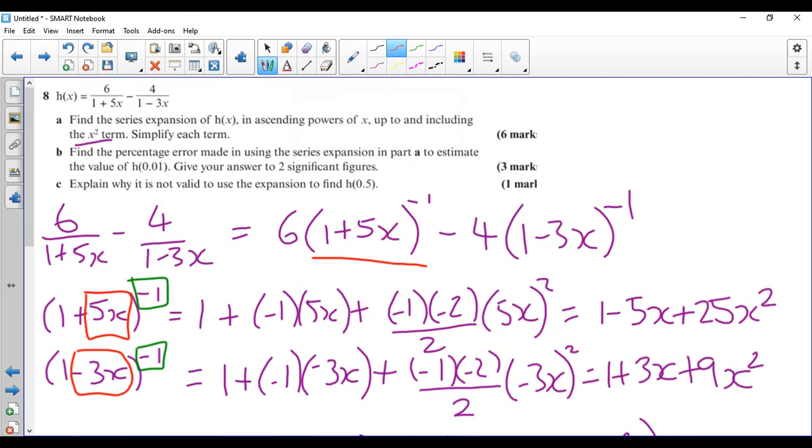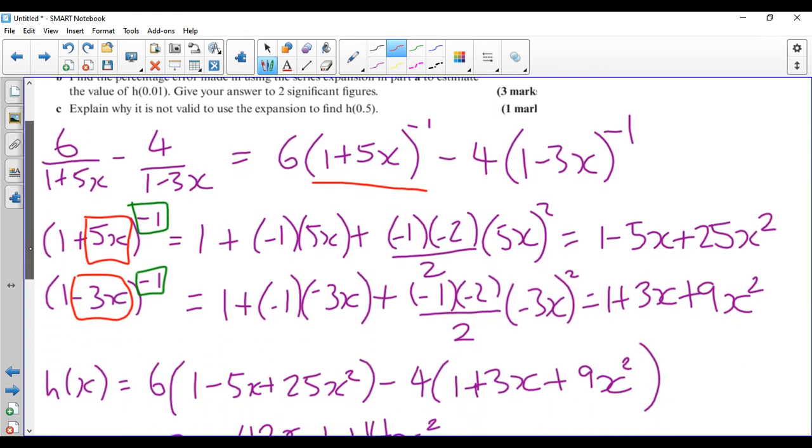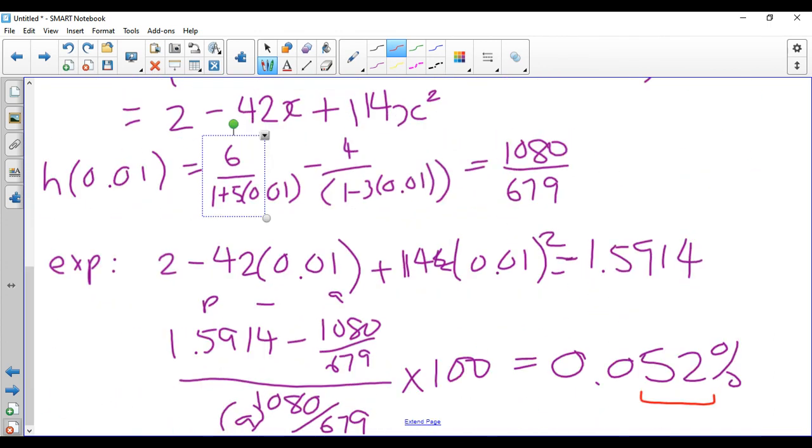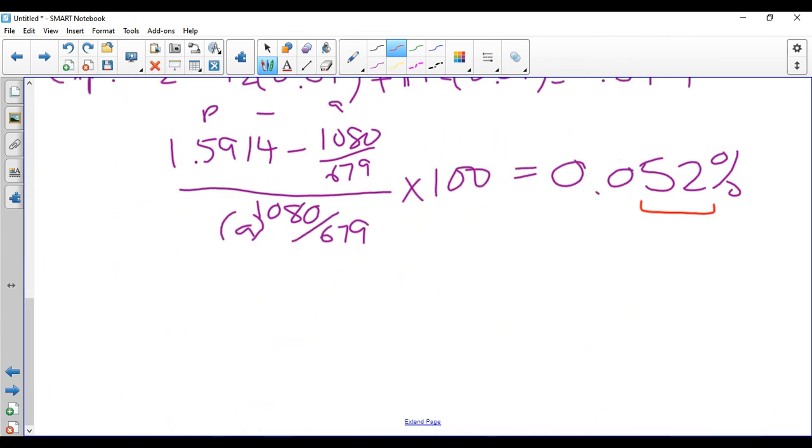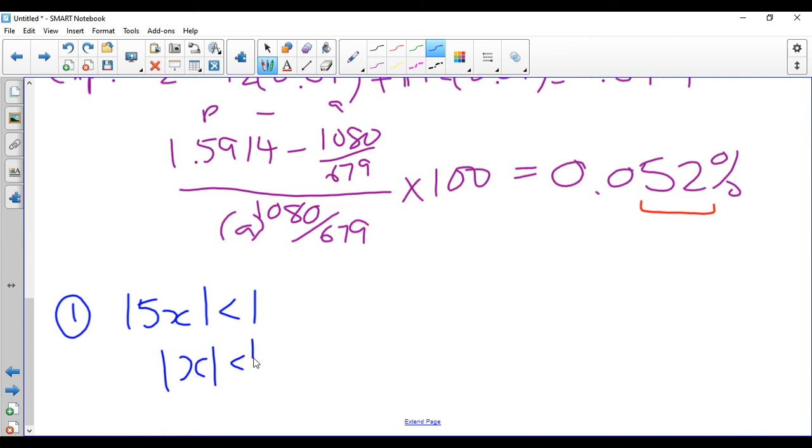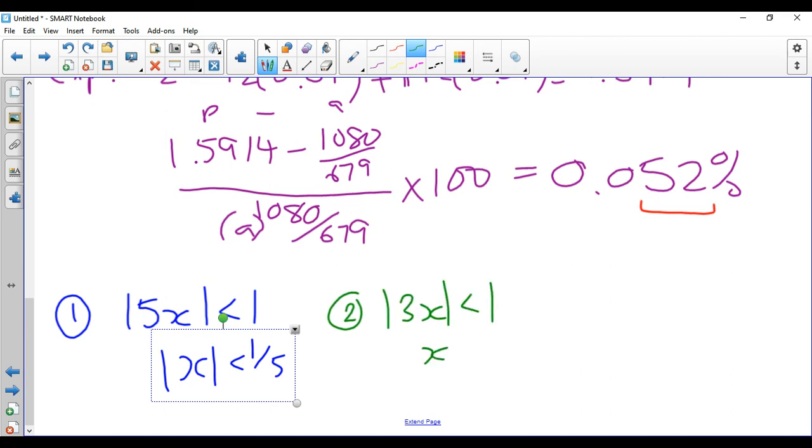The question then is a thinking question for the last mark. Why is it not valid? You need to think about what your validity is. I did an expansion with a 5x and a minus 3x, and I'm going to do this a little longer than normal because it's a good opportunity to look into validity. For the first expansion, the modulus of 5x is less than 1, which leads to the modulus of x being less than a fifth. For the second expansion, the modulus of 3x, ignoring the sign because I'm going into a modulus, is less than a third.